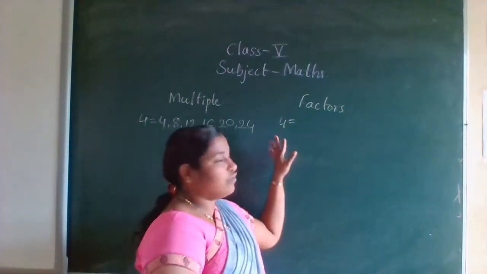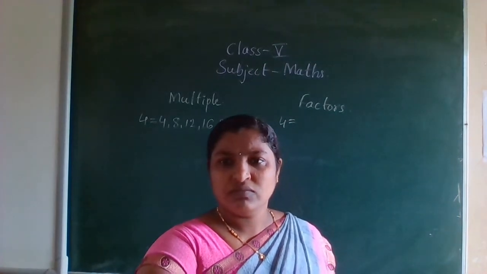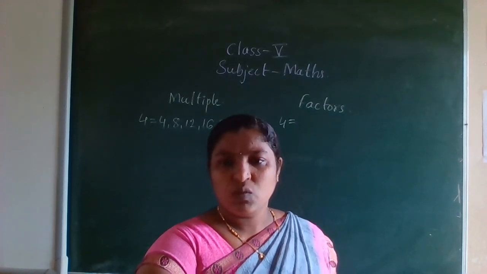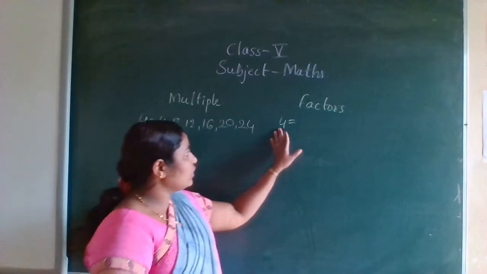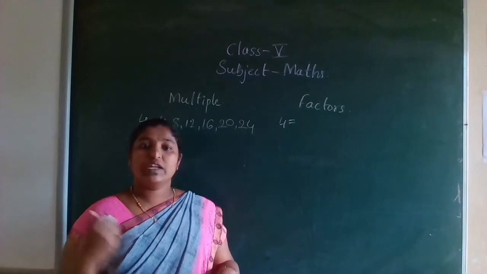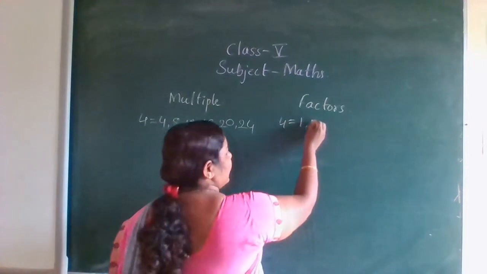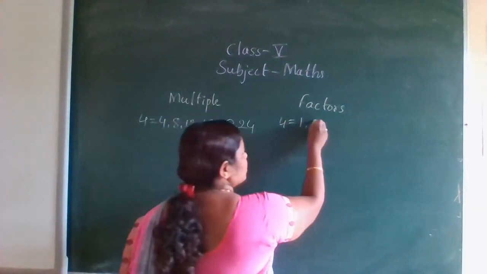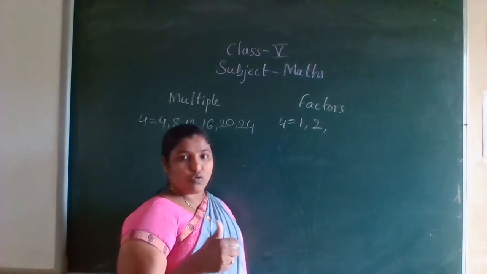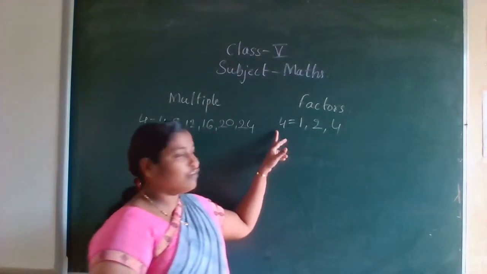What are the factors of 4? Factor in the sense, 4 is in which table? First, 1 four is 4. Next, 2 ones are 2, 2 twos are 4, 4 is there. 3 ones are 3, 3 twos are 6, no 4. So next, 4 ones are 4. So these are the factors of 4.